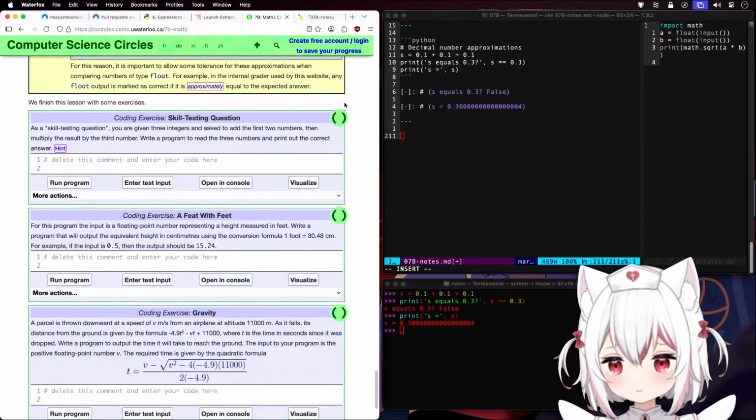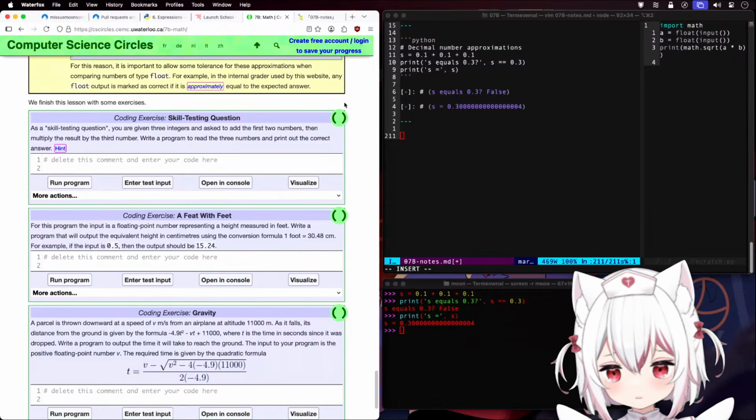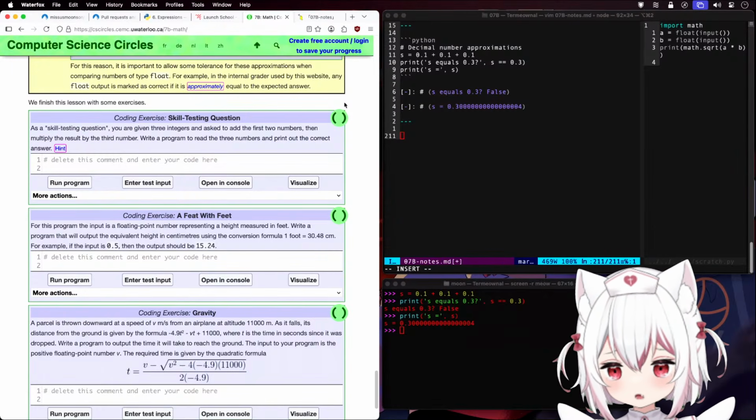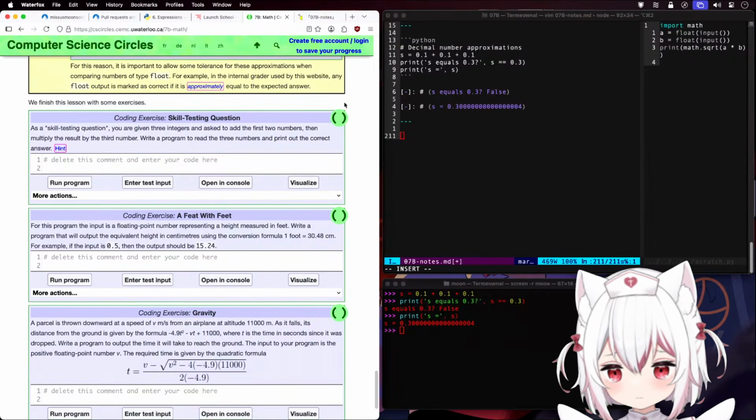Computers can only store values of 2 to the m, where m is an integer, like 4, 2 to the 2, 1, 2 to the 0, 0.5, 2 to the negative 1, 0.125, 2 to the negative 3. They cannot accurately store any value which cannot be represented using powers of 2.